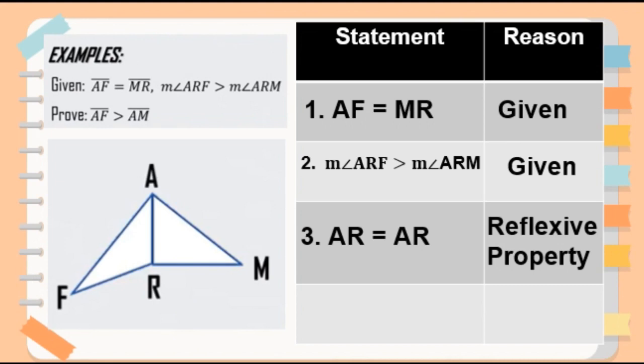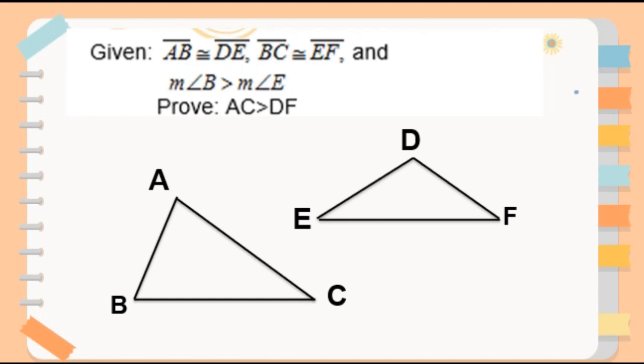Since we have all the information needed in this example, we can prove that line segment AF is greater than line segment AM. So the reason is Hinge theorem. Next example, given line segment AB is congruent to line segment BE. Line segment BC is congruent to line segment BF. And measure of angle B is greater than measure of angle E. Prove that AC is greater than BF.